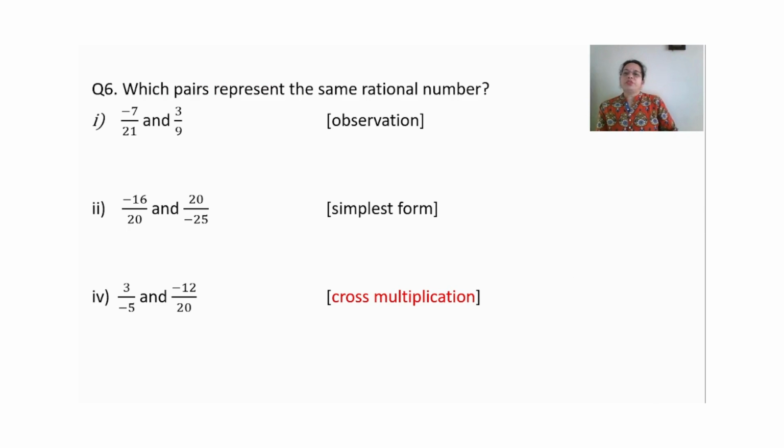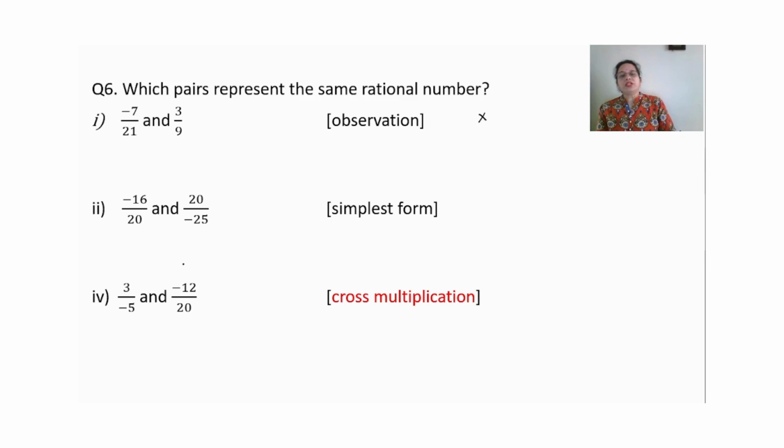Next question is, which pair represents the same rational numbers? So three methods are there. First one is observation. Here you can observe these two numbers. One is a negative number, one is a positive number. It means these pairs are not equal. They are different. So these two numbers are not equivalent rational numbers.